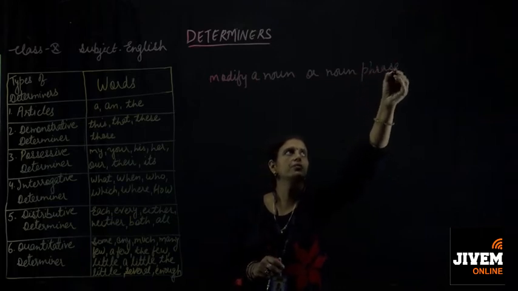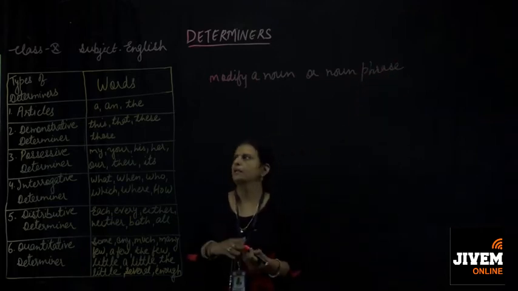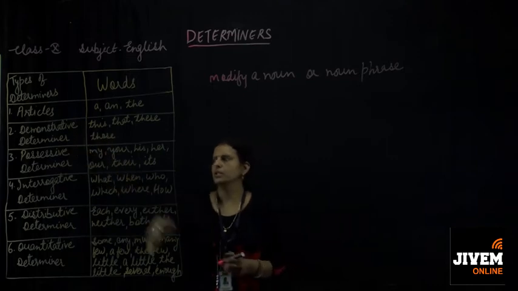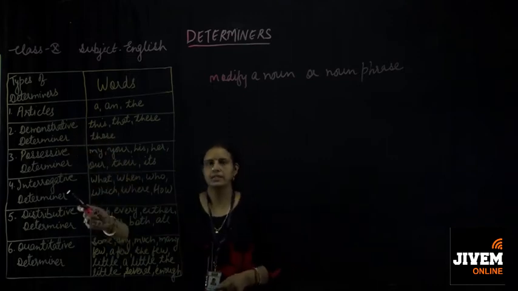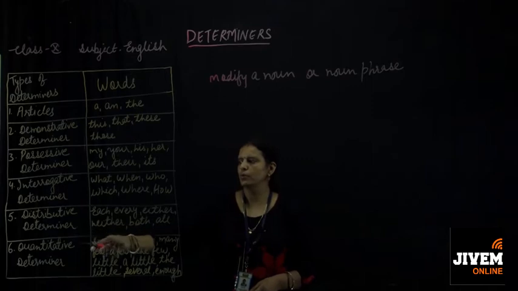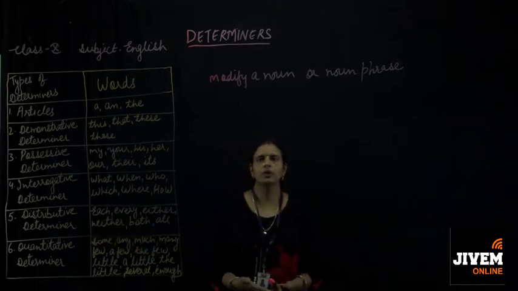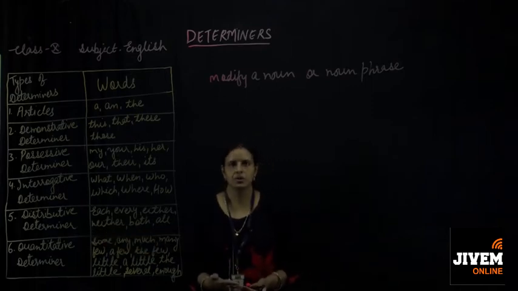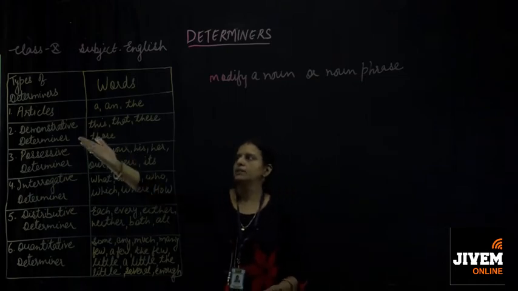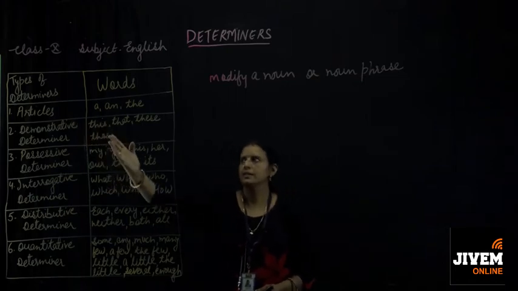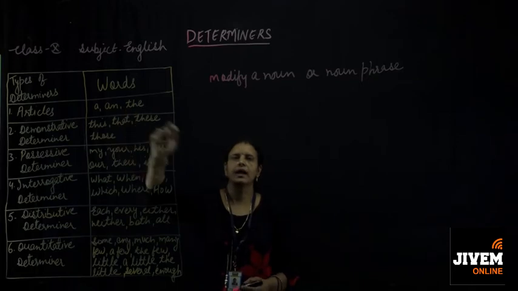Students, there are different kinds of determiners like articles, demonstrative determiner, possessive determiner, interrogative determiner, distributive and quantitative, or we can call it a quantifier determiner also. Now let's come to the articles. In this category we have a, an and the.